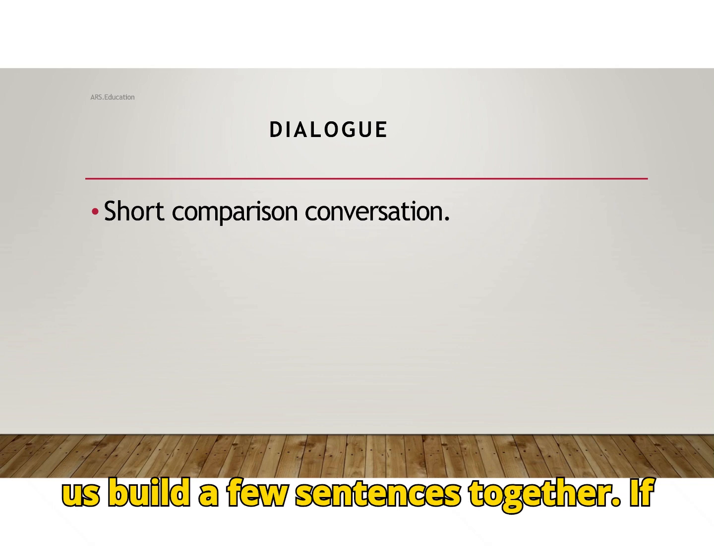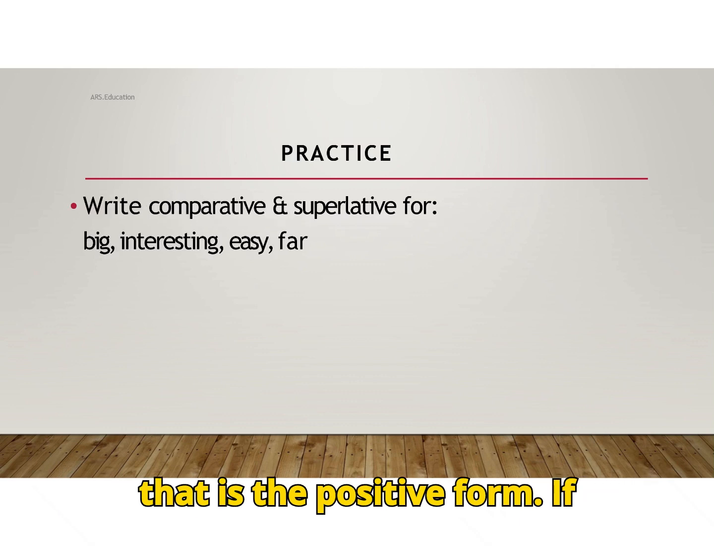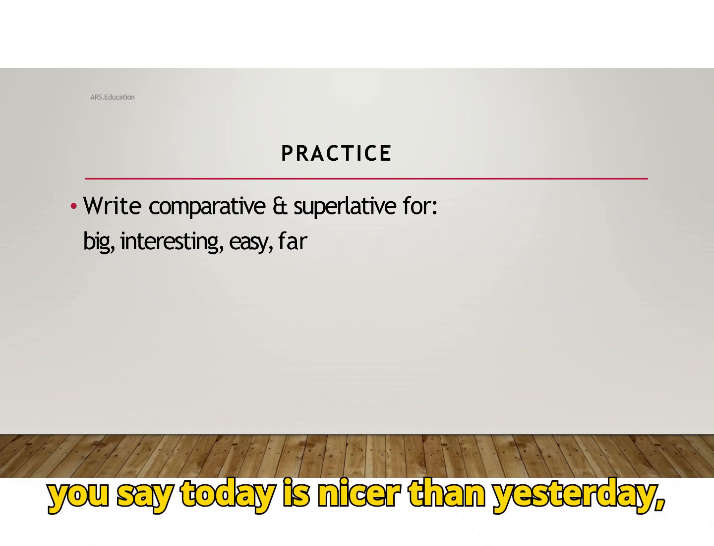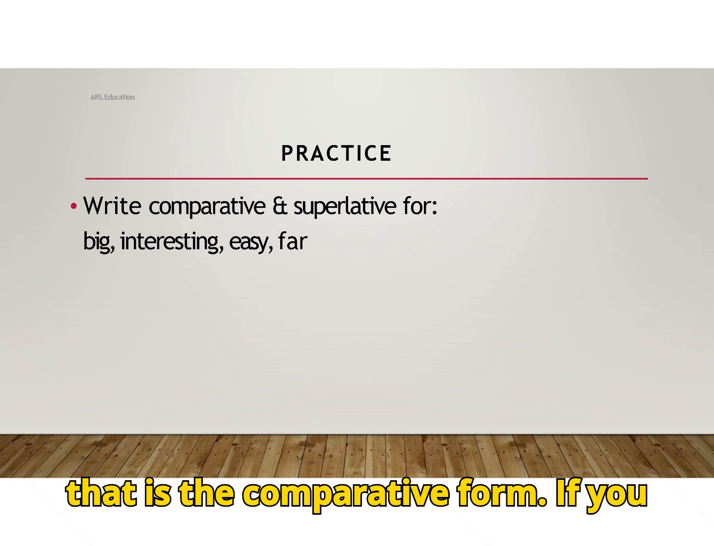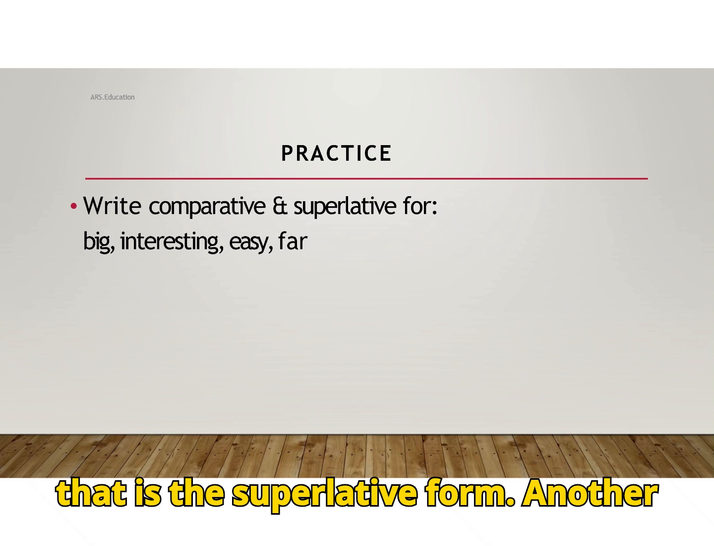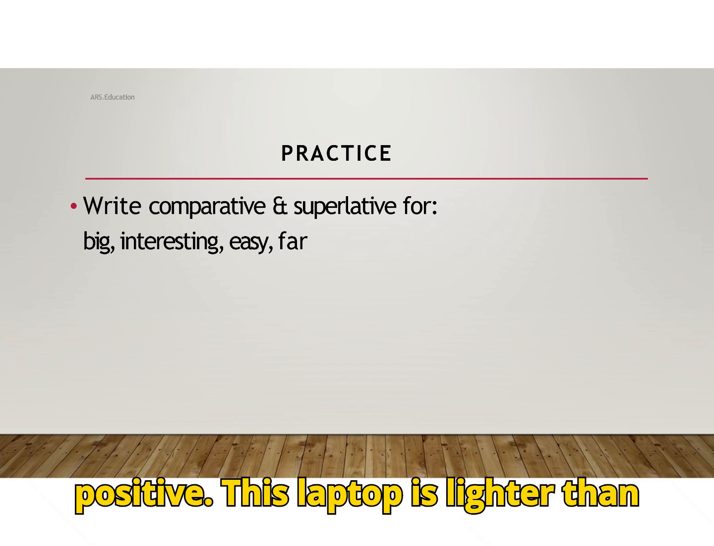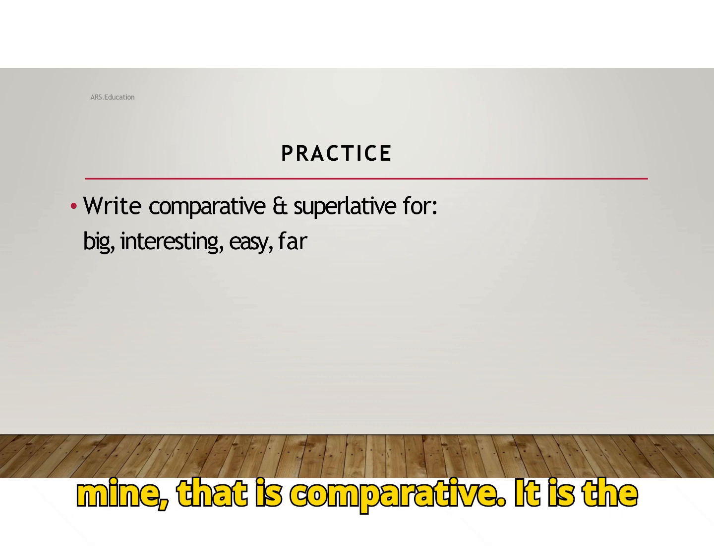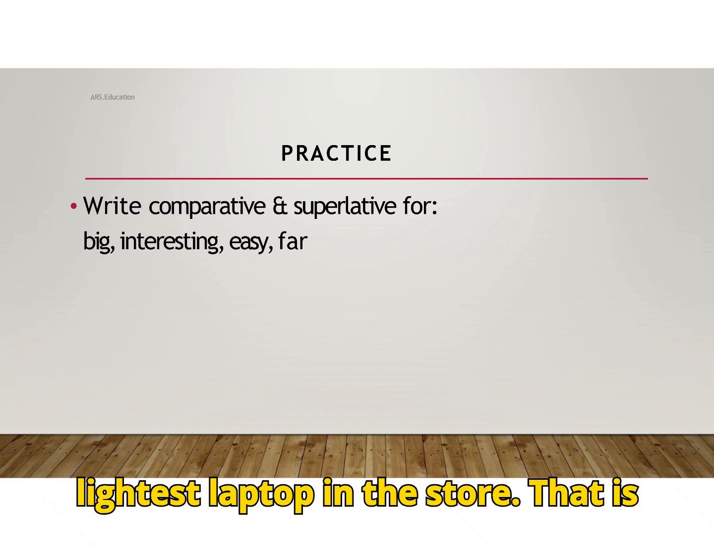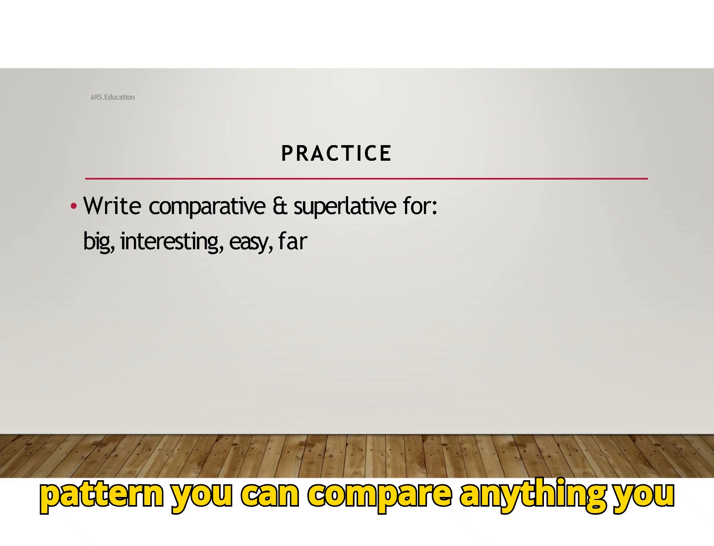Now let us build a few sentences together. If you say the weather is nice today, that is the positive form. If you say today is nicer than yesterday, that is the comparative form. If you say this week has the nicest weather, that is the superlative form. Another one. This laptop is light. That is positive. This laptop is lighter than mine. That is comparative. It is the lightest laptop in the store. That is superlative. Once you understand the pattern, you can compare anything you want.